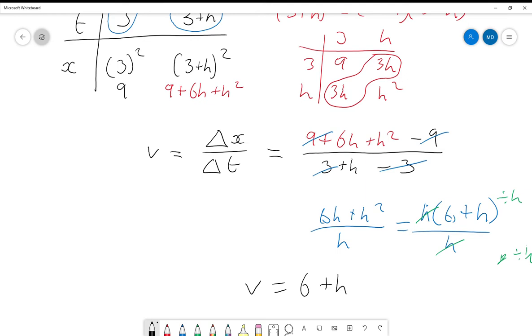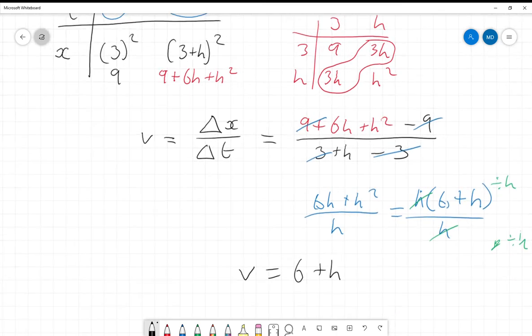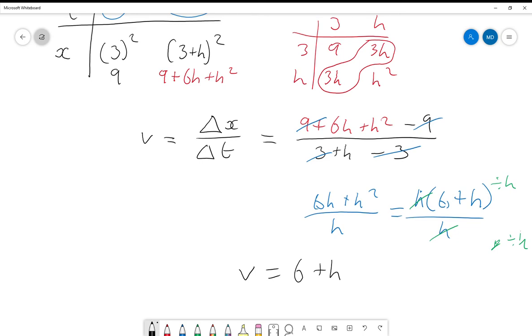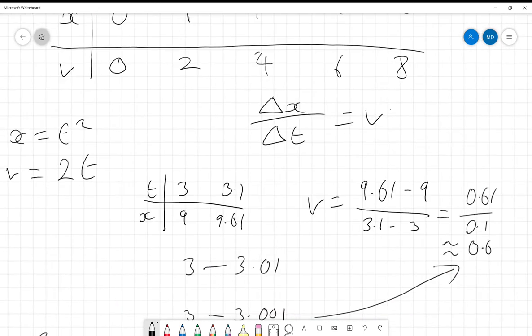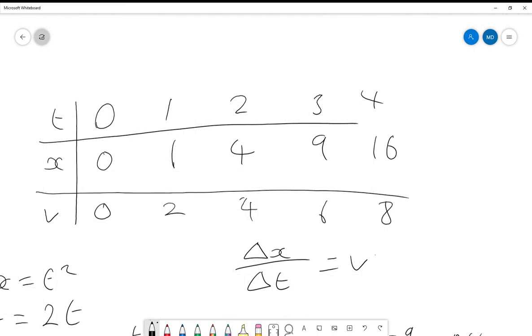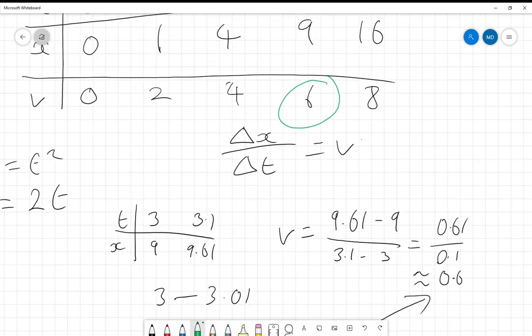Well, now what can we do? What we want is for h to be as small as possible. We want that change to be almost nothing. So what happens as our h goes to nothing? Well, our velocity will then tend to 6. Exactly, and that's what we wanted. We said up here that at time 3, our velocity should be 6.